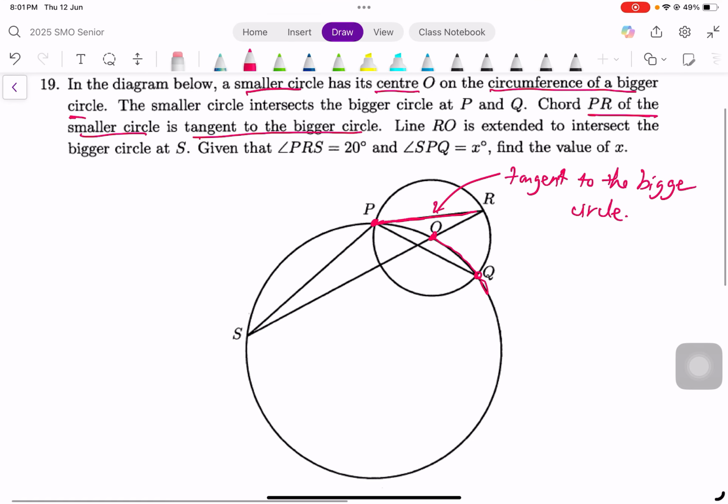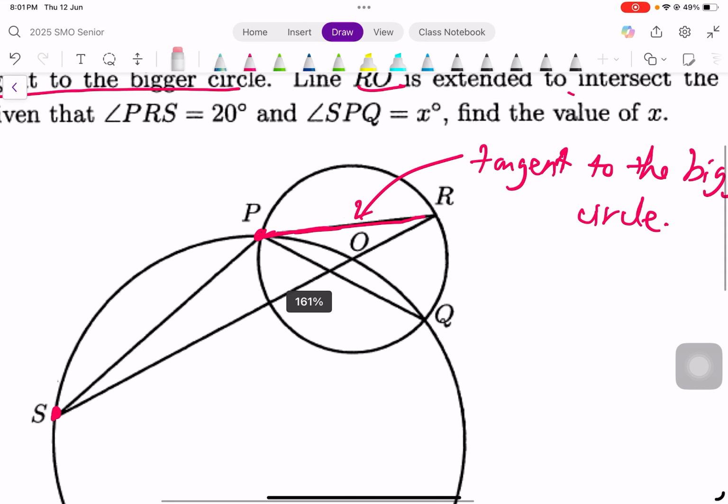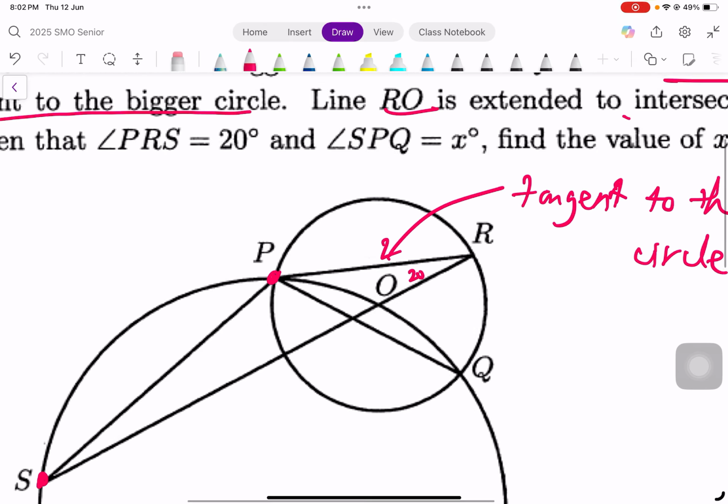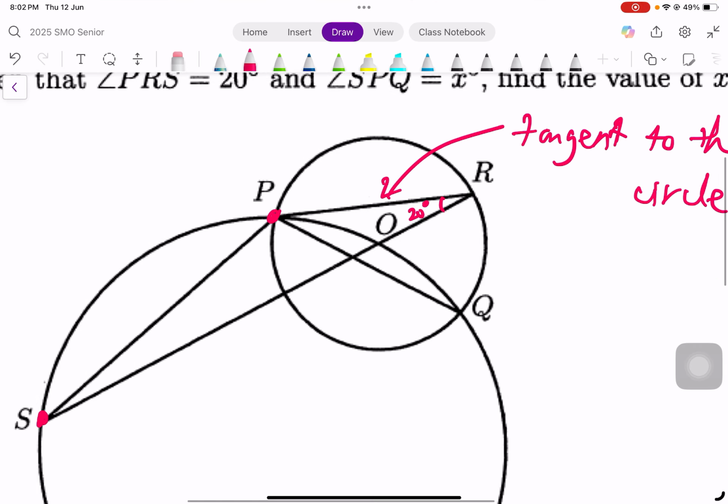And then the line OR is extended to intersect the bigger circle at S. Therefore, this part here, right? It is given that PRS is 20 degrees. Therefore, let me just clean this part off so that it looks cleaner, and let me extend this diagram bigger. It is given that this is actually 20 degrees. Let me just write down 20 degrees.